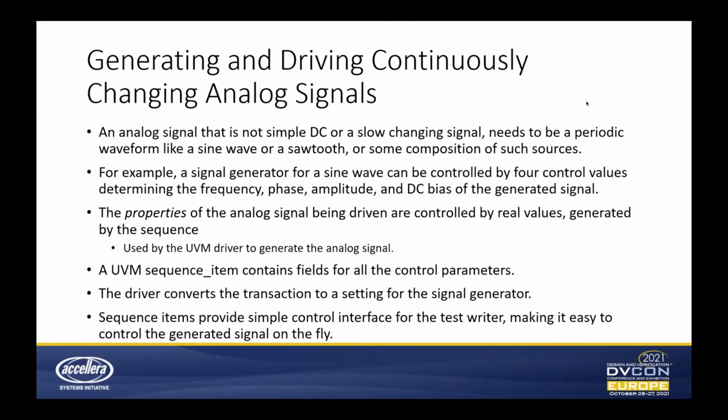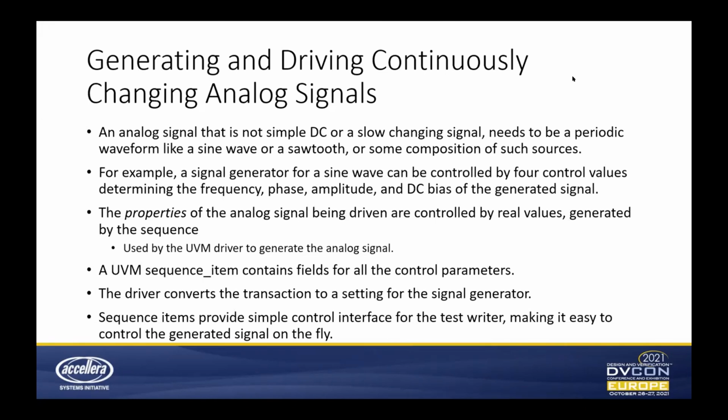Once we understand this, we can define a UVM transaction that encodes the properties of the desired sine wave as real values in the UVM sequence item that can then be passed to the UVM driver, which will use those values to generate the signal. So the UVM sequence item will contain fields for all desired control parameters of the analog signal we want to generate, and the driver will use those settings to control the signal generator.